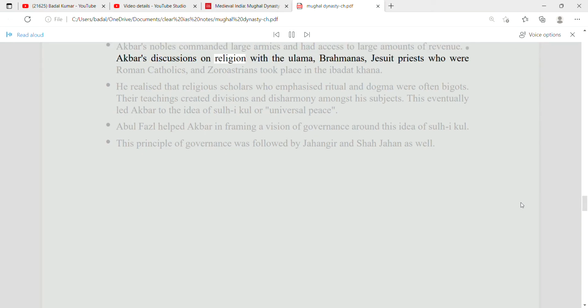Akbar's discussions on religion with the ulama, Brahmanas, Jesuit priests who were Roman Catholics, and Zoroastrians took place in the Ibadat Khana. He realized that religious scholars who emphasized ritual and dogma were often bigots. Their teachings created divisions and disharmony amongst his subjects. This eventually led Akbar to the idea of Sulh-i-Kul, or universal peace. Abul Fazl helped Akbar in framing a vision of governance around this idea of Sulh-i-Kul. This principle of governance was followed by Jahangir and Shah Jahan as well.